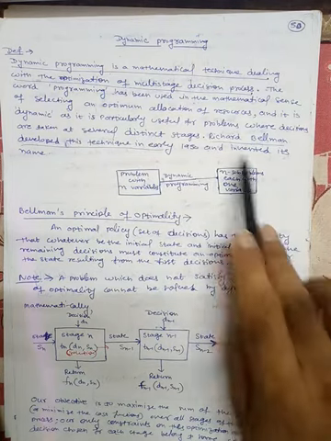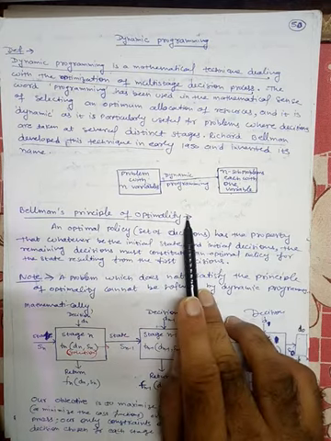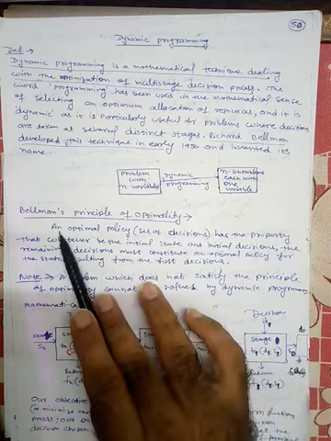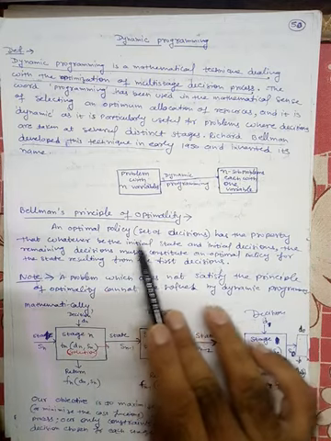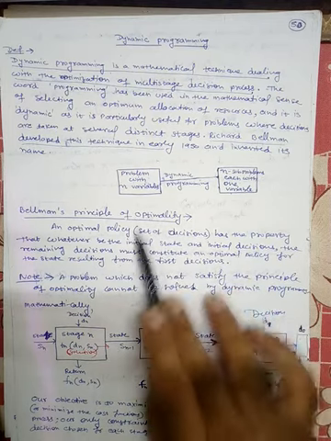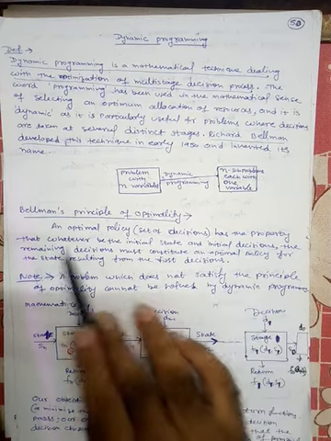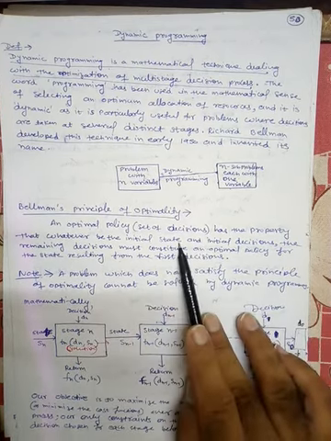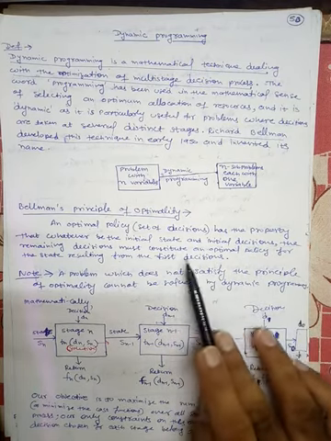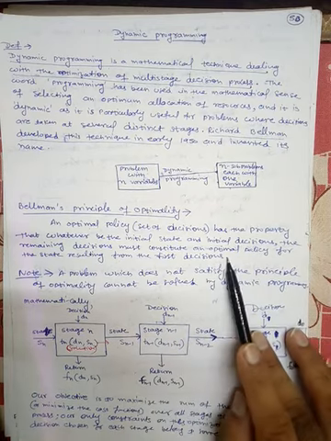So what is the Bellman? Here we have used the term Bellman. So what is the Bellman principle of optimality? Because dynamic programming is based on this principle. What is the principle? An optimum policy, here a set of decisions. In this policy we have to take some set of decisions, which has the property that whatever be the initial state and initial decisions, the remaining decisions must constitute an optimum policy for the state resulting from the first decision.